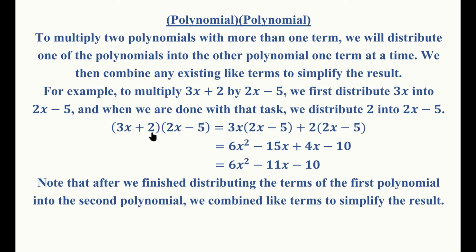So we're distributing each of these sequentially. So now we go ahead and distribute as we normally do. So we get 6x squared minus 15x plus 4x minus 10. So now we notice that we end up with two like terms in the middle here that we can combine. So we end up with the final result of 6x squared minus 11x minus 10.